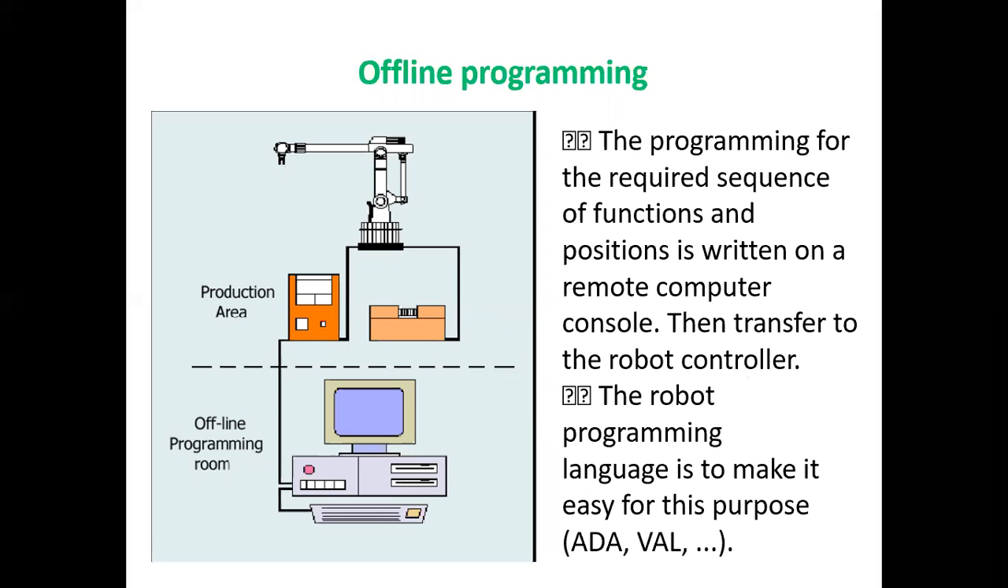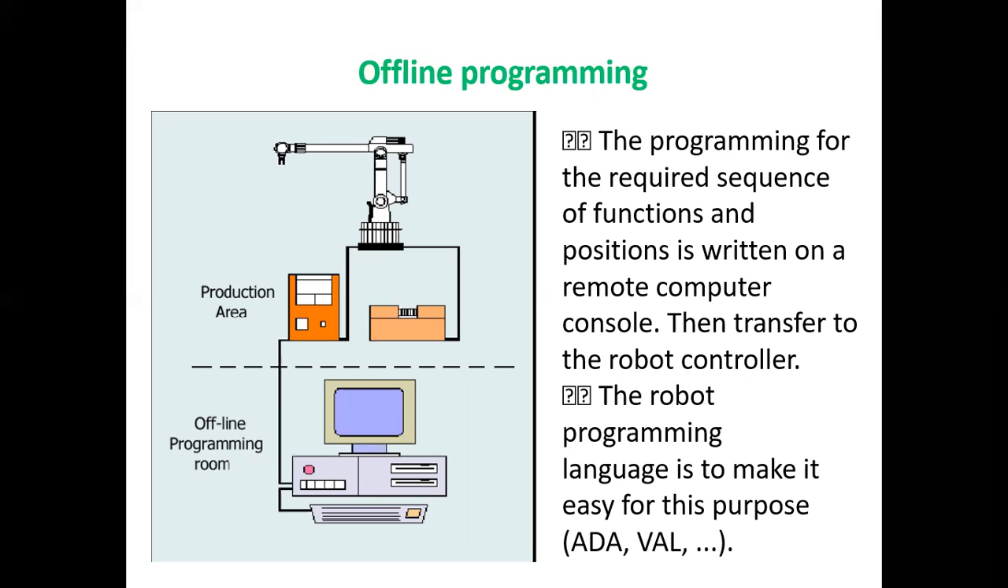Last class, in chapter 1, we discussed the different programming methods. One is the teach pendant method, the lead-through method, and so on, like that we discussed in the last class. Now we are going to discuss the offline programming concept. So what is the advantage of offline programming over other programming?